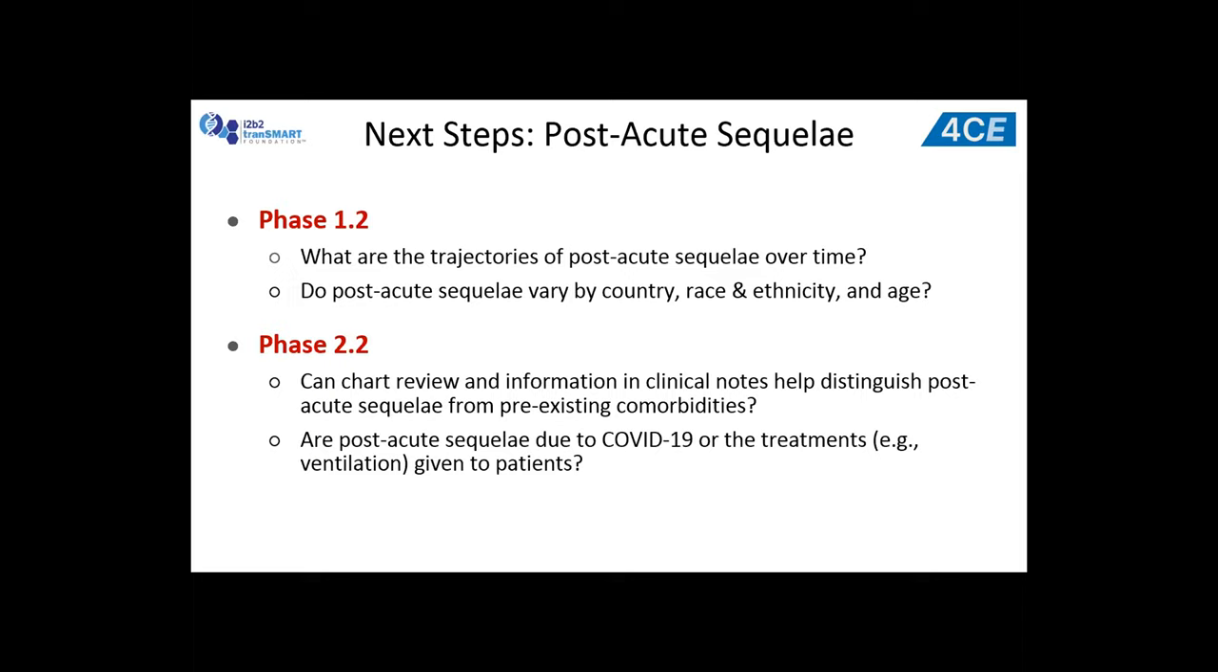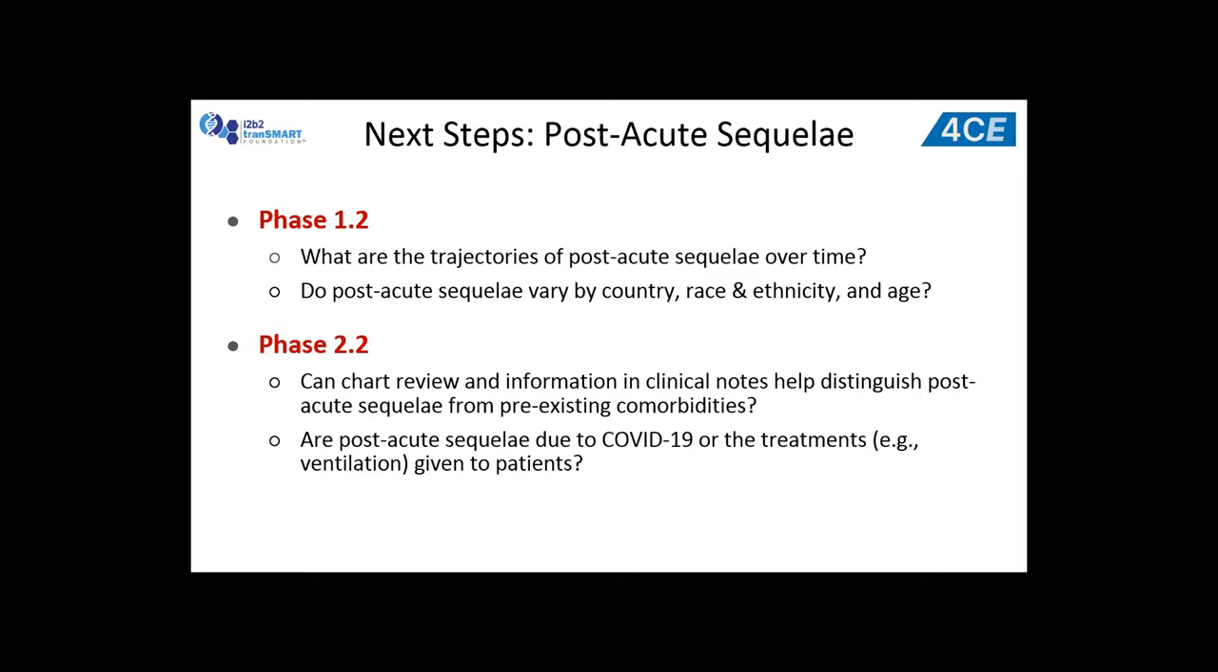The other thing is whether post-acute sequelae are due to COVID-19 or the treatments such as ventilation that are given to patients. When you're only looking at one country like the United States, these kinds of questions could be difficult to answer because the standard of care and every patient across all different hospitals are being treated in a somewhat similar way. By having an international consortium where we see different countries that have their waves of COVID at different periods of time, they have different treatments that are available, we're able to help distinguish a little bit between the effects of the disease and the effects of the treatment.